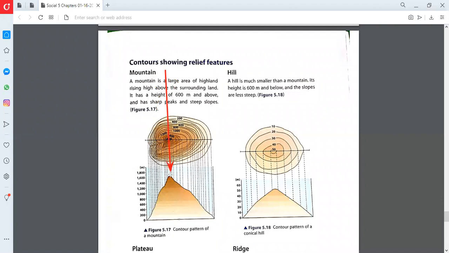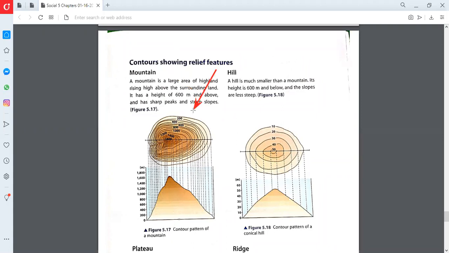See, they have sharp peaks and steep slopes. They have a peak and they have steep or sharp slopes. It means it's difficult to walk or run on the mountain because of these steep slopes. So contour lines show these things very easily.